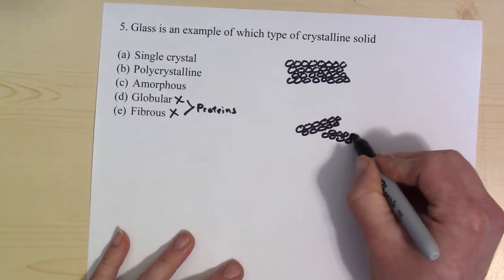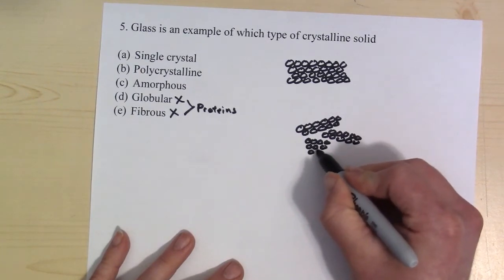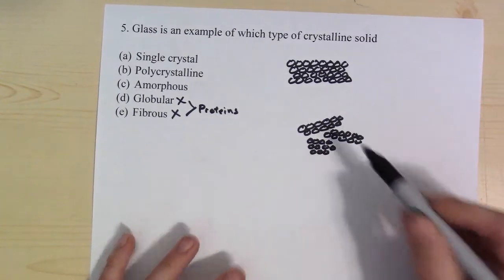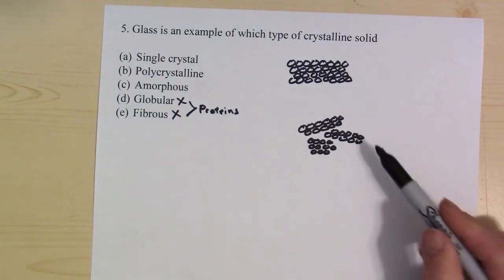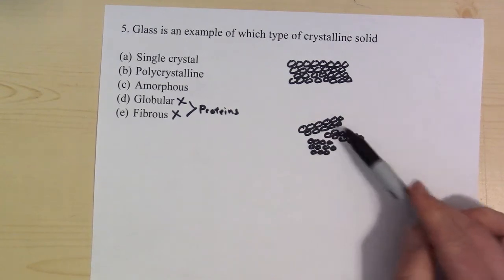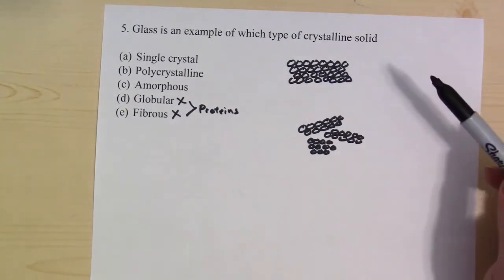You might have a second crystal there. You might have a third crystal like that. So there's several individual crystals. Something like granite falls into this type of category, where there's crystals maybe even of different materials connected near each other, but not one uniform crystal.